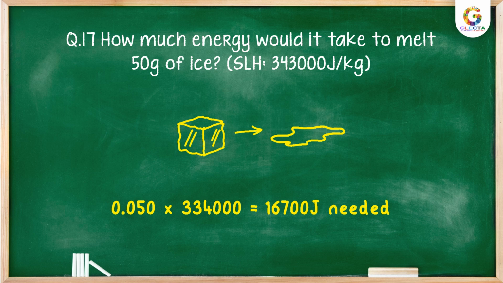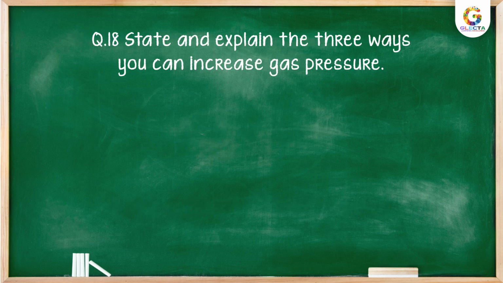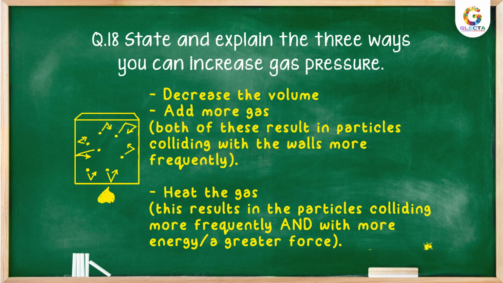Question 18. Explain the 3 ways you can increase gas pressure. You can decrease the volume or add more gas. Both of these result in particles colliding more frequently with the walls of the container, say the walls of a balloon. You can also heat the gas. This increases the kinetic energy of the particles, meaning they not only move faster so collide with the walls more frequently, but they also collide with a greater force.